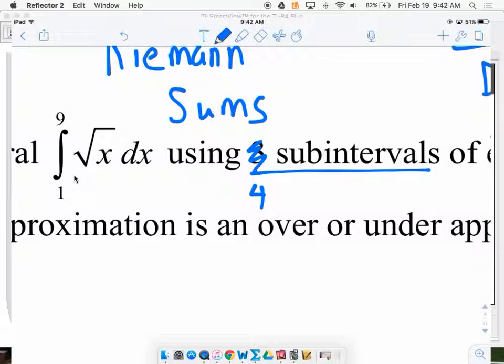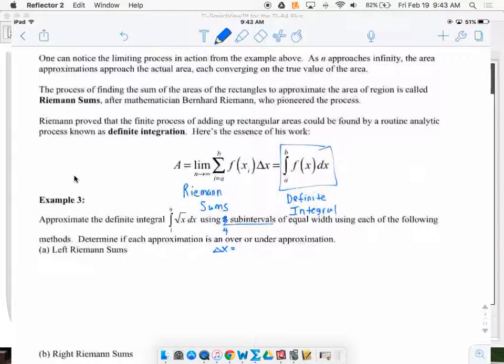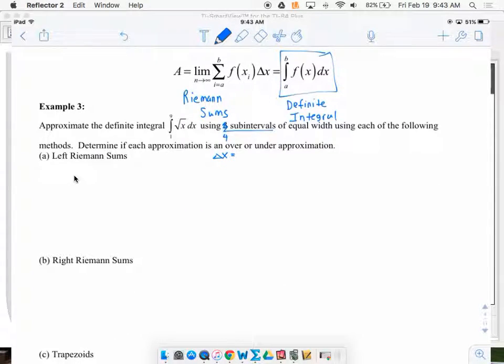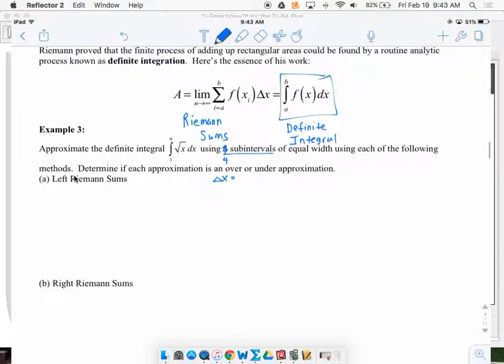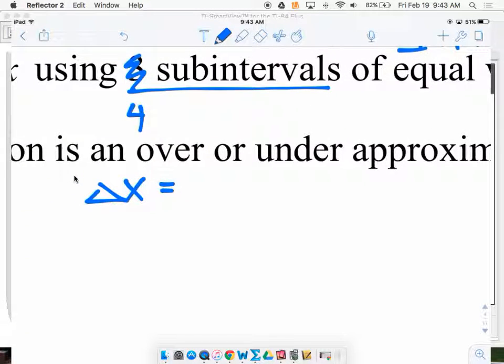Because if it's 3, how would you come up with delta x? So that's the width of each of your rectangles. You would take your upper bound minus your lower bound, and then divide by the number of intervals that they're asking for. So instead of it being 8 over 3, it'll be just 2. All of these are the left Riemann sum, right Riemann sum, midpoint. Those are rectangles, and then the last one would be trapezoid. All right, so delta x would be 9 minus 1 over 4, which would give me 2.